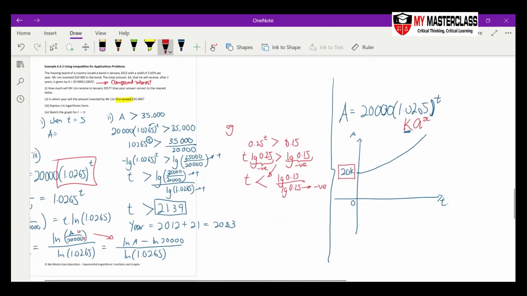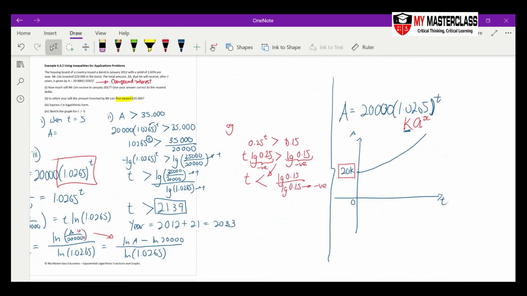Sometimes in your prelims, prelim is the hardest paper you will get, they ask you to form the equation yourself, giving you the principal and the rate. So you've got to infer yourself that it is a compound interest kind of question.